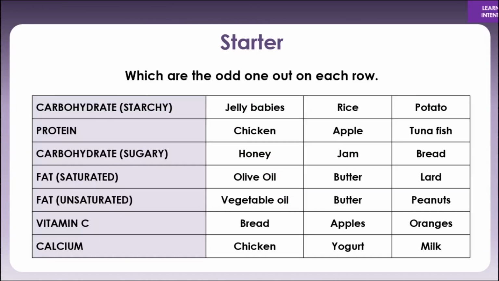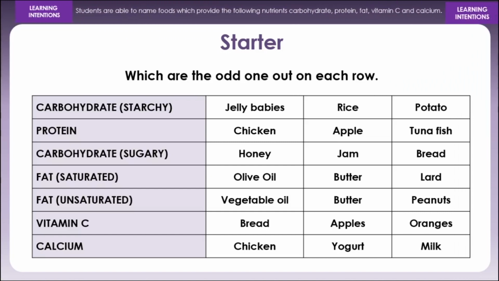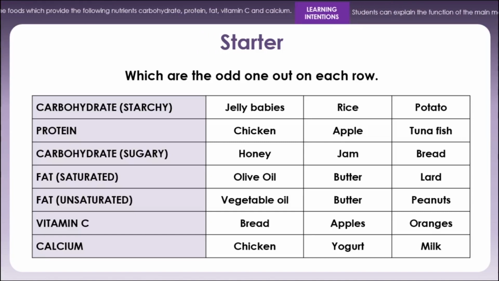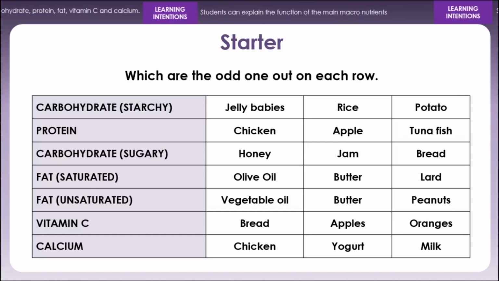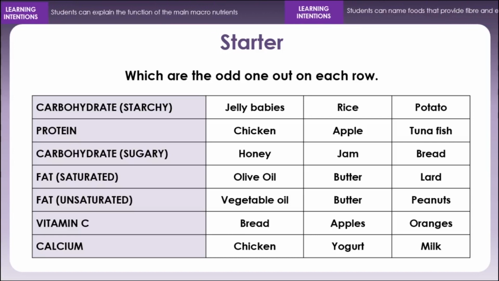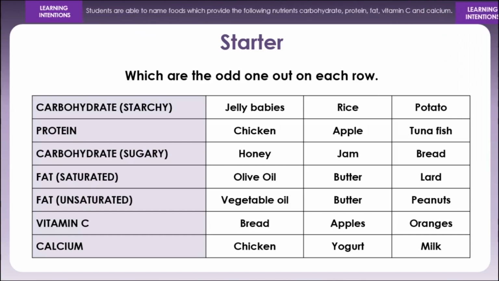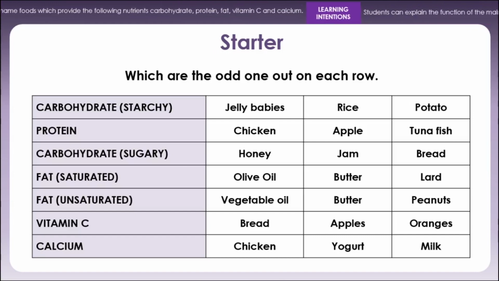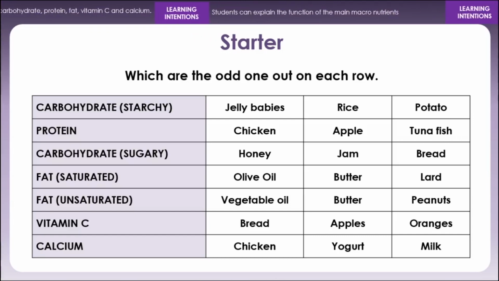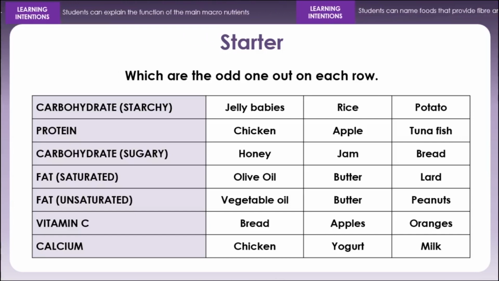So before we start, can you see which ones are the odd ones out on each row? So out of starchy carbohydrates, is Jelly Babies a starchy carbohydrate, is rice a starchy carbohydrate, is potato a starchy carbohydrate? Which one's the odd one out of those? Protein. Which one's the odd one out? Is chicken a protein? Is apple a protein? Do you get protein in tuna fish?